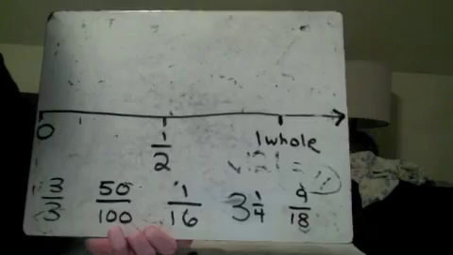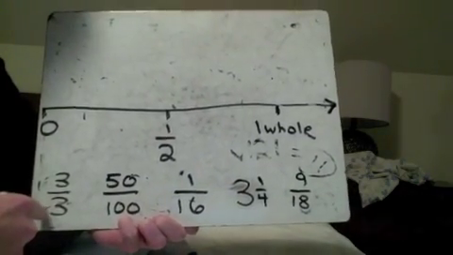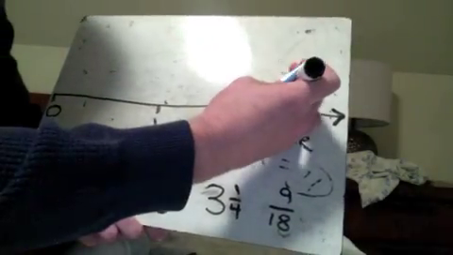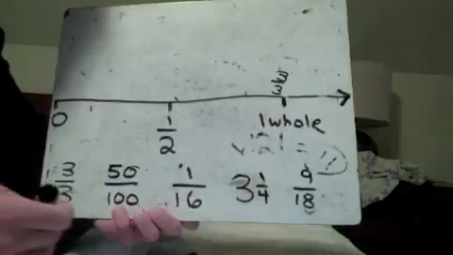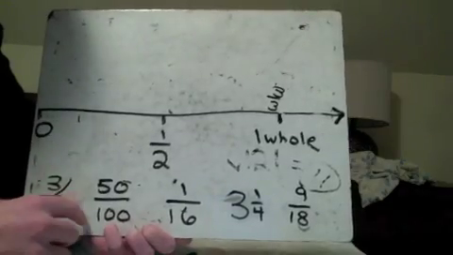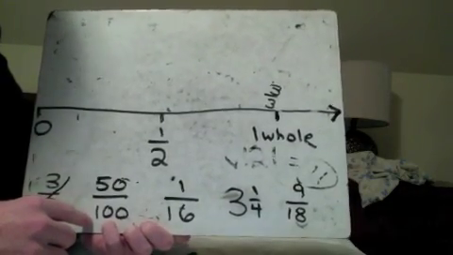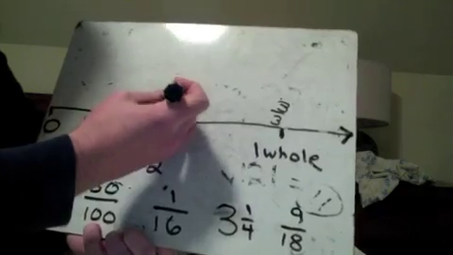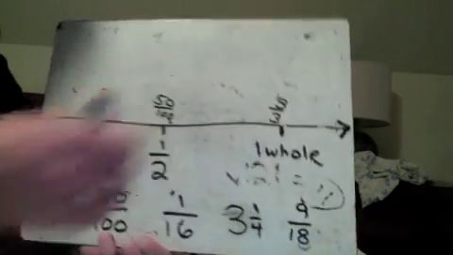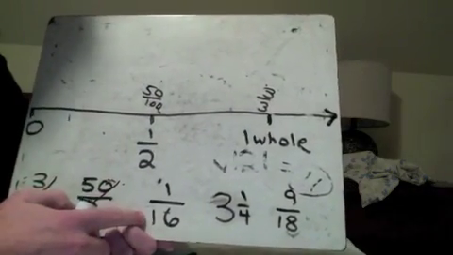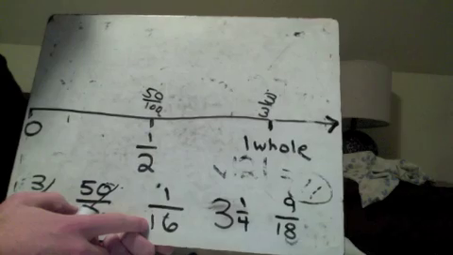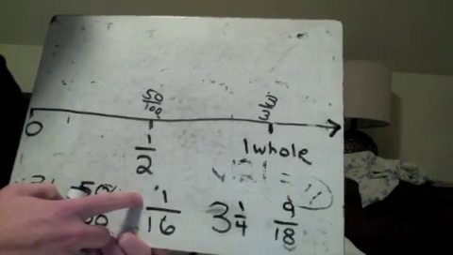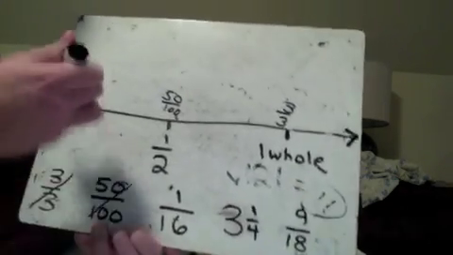My one whole on here is going to be my 3/3, because if I have 3 pieces out of the 3 it's cut into, that's going to be my one whole. 50/100 is going to be half, because 50 is half of 100, so I'm going to put this right here. 1/16. Half of 16 is 8, and we have nowhere close to 8 brownies. We only have 1, so this is going to be less than half.